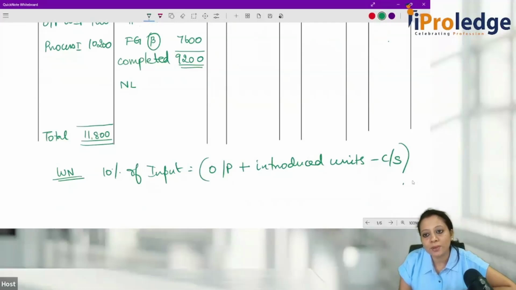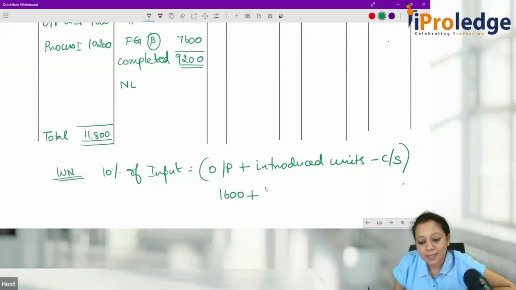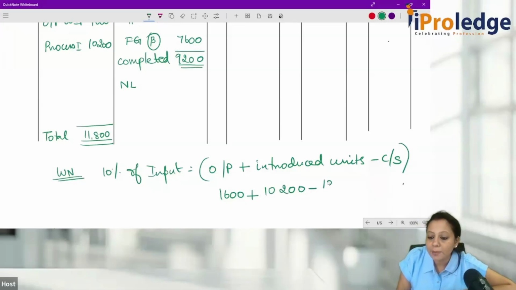Okay, because whatever is closing, I should subtract it. It is there in my stock only. It is not yet gone. So it is going to be 1,600. I'm taking all the numbers from the question, units. So 1,600 plus 10,200 already we saw, minus, it is given in the question, the closing WIP is 1,800. That is the input.